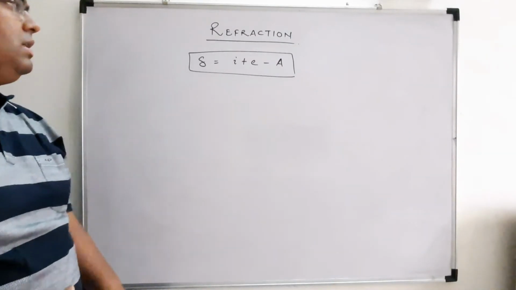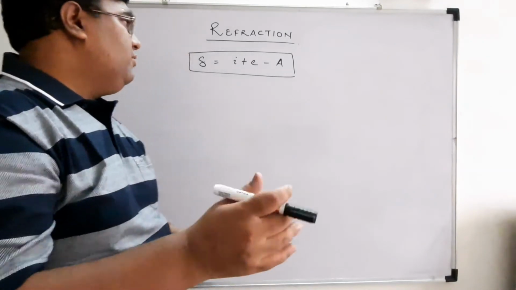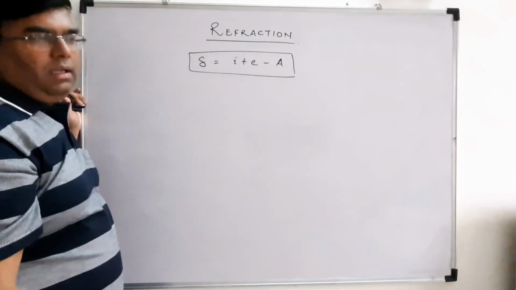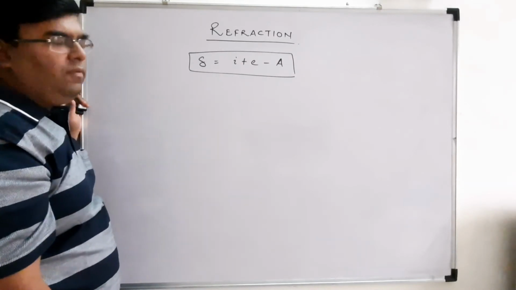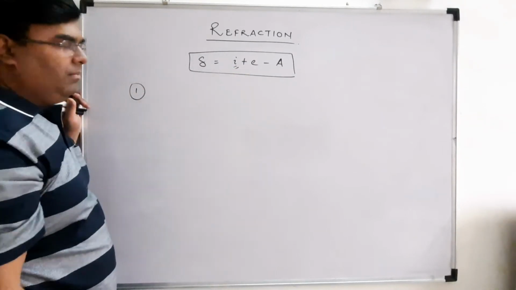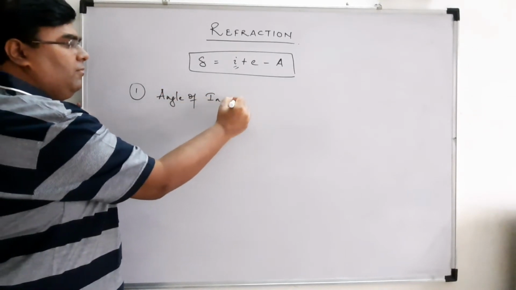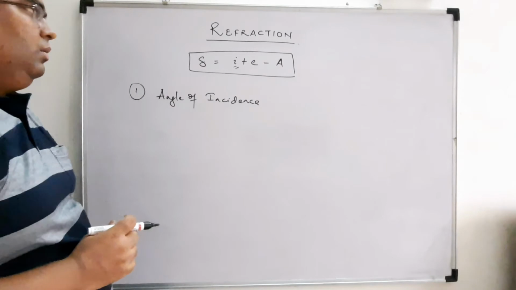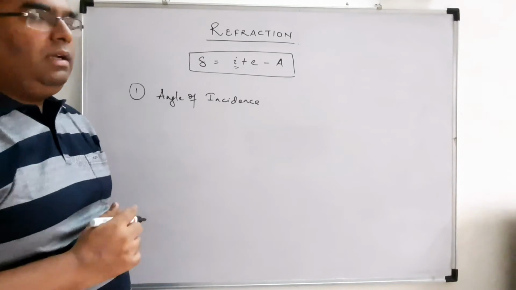Okay, now we will understand the factors which will decide my angle of deviation. We have just learned the formula for angle of deviation, which is what? I plus E minus A. Let us take down the different factors which will decide the angle of deviation. Okay, so first factor is I, right? Angle of incidence, right?